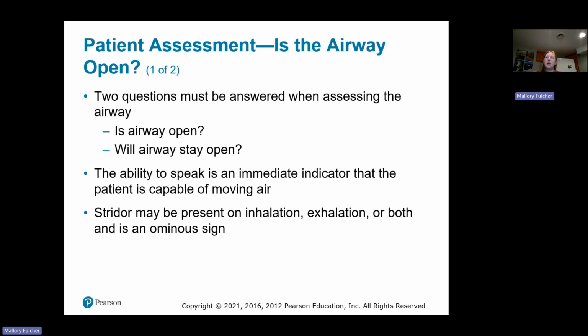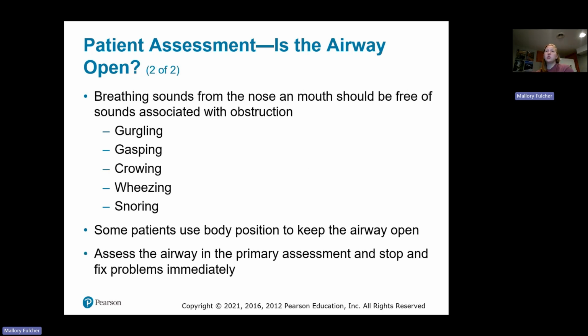Stridor can also be present on inhalation, exhalation, or both, and that, of course, is a very ominous sign. If you do have a partial airway obstruction, the likelihood of that turning into a complete airway obstruction is pretty high. So we want to make sure that we're staying in that ABC area and fixing the problems. One of the first things we should do when we come across a patient having some difficulty breathing is sit them up right away, and it helps ease their breathing a bit.